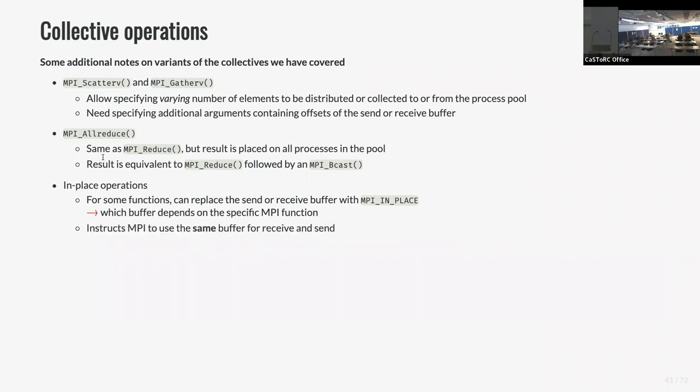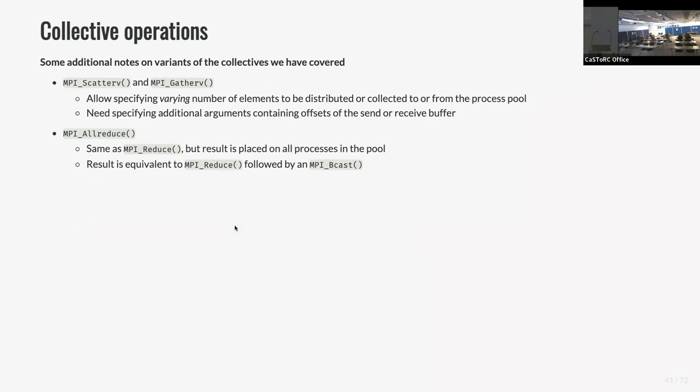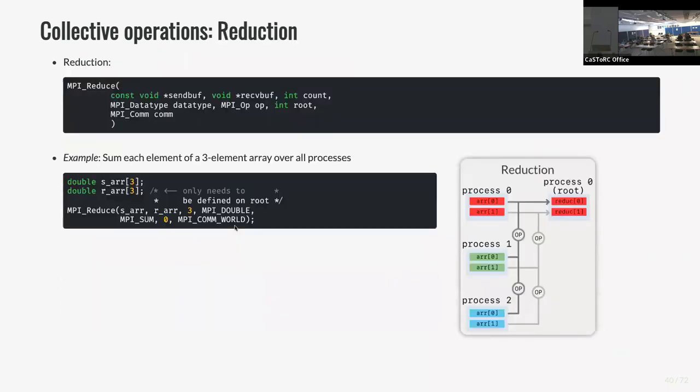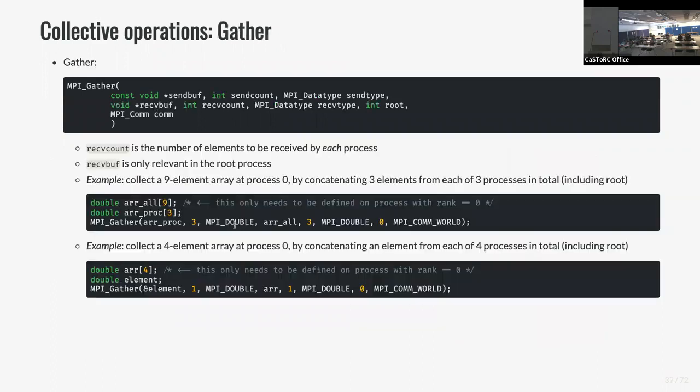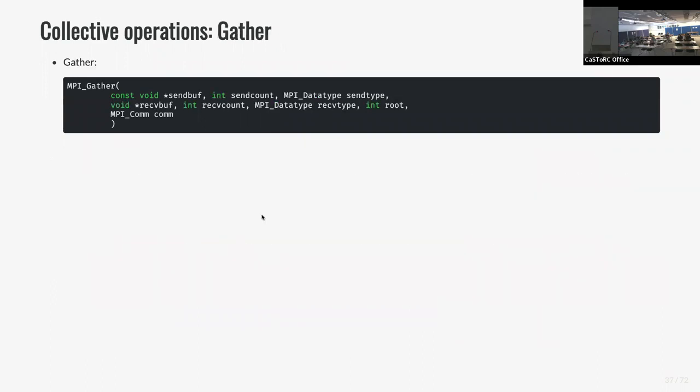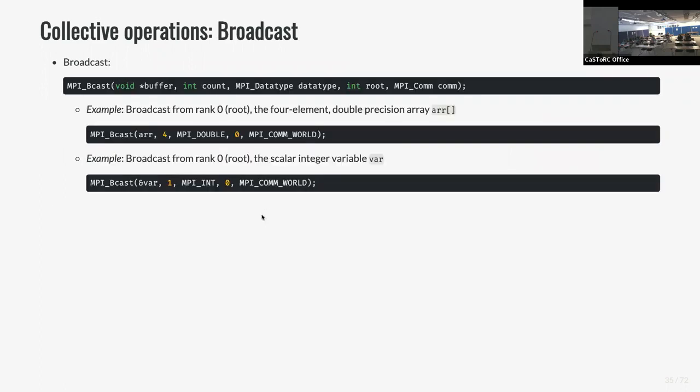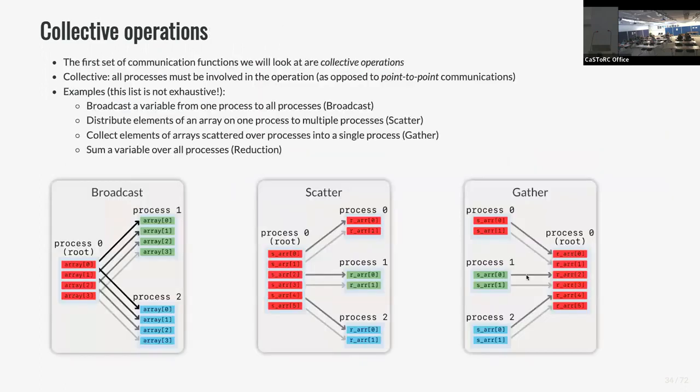Okay, and for some operations, you can replace the send or the receive buffer with a special variable MPI in place. This instructs MPI to use the same buffer for receiving and sending. So an example of where you want to do this is, maybe, where's the picture? Gather, for example.